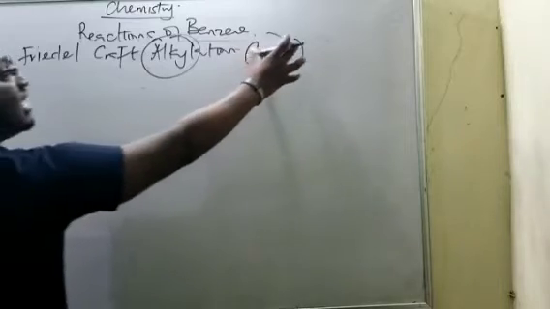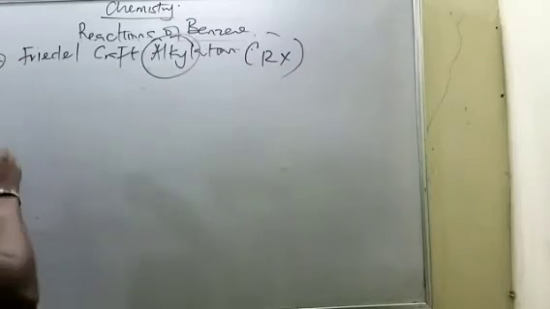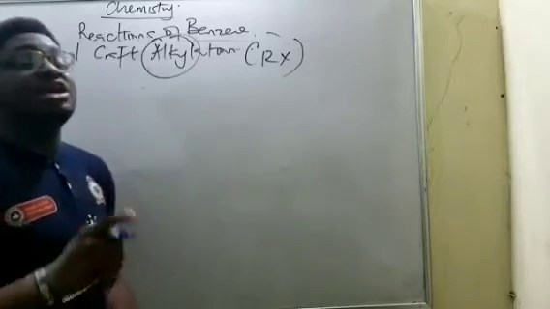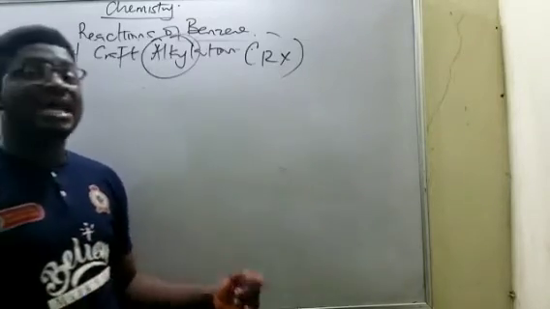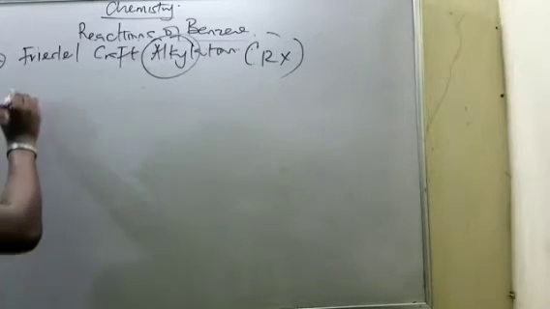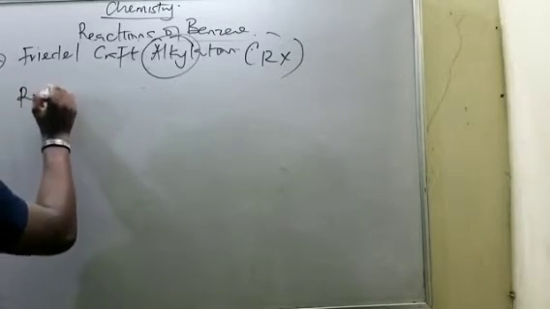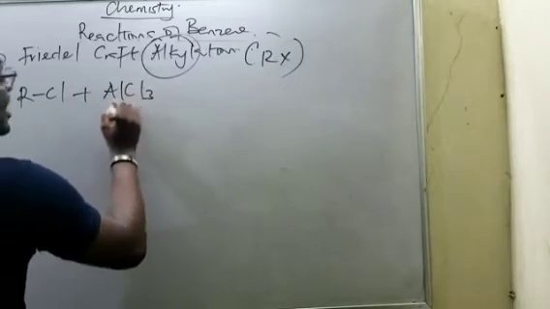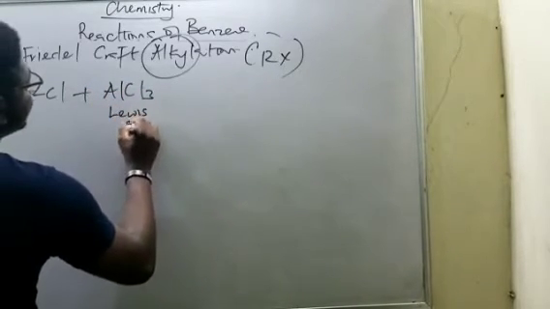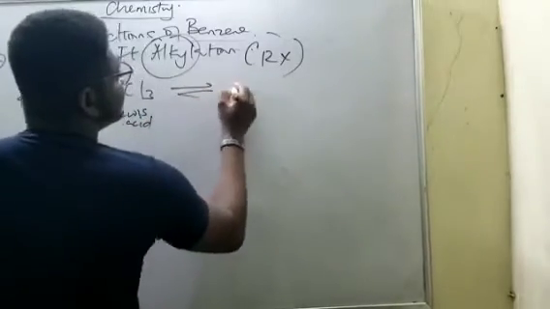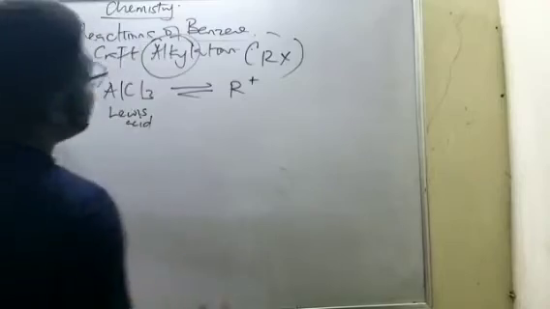So we have our alkyl halide here, and we want to generate the complex, but this is only done in the presence of a Lewis acid, most likely aluminium chloride. So let's say we have RCl plus AlCl3, where this is our Lewis acid. Then we also have this generating a carbocation.